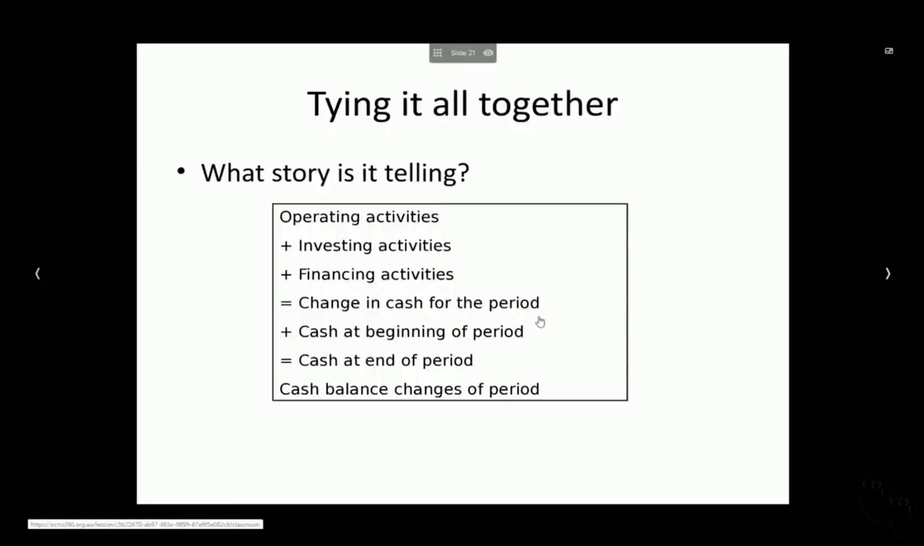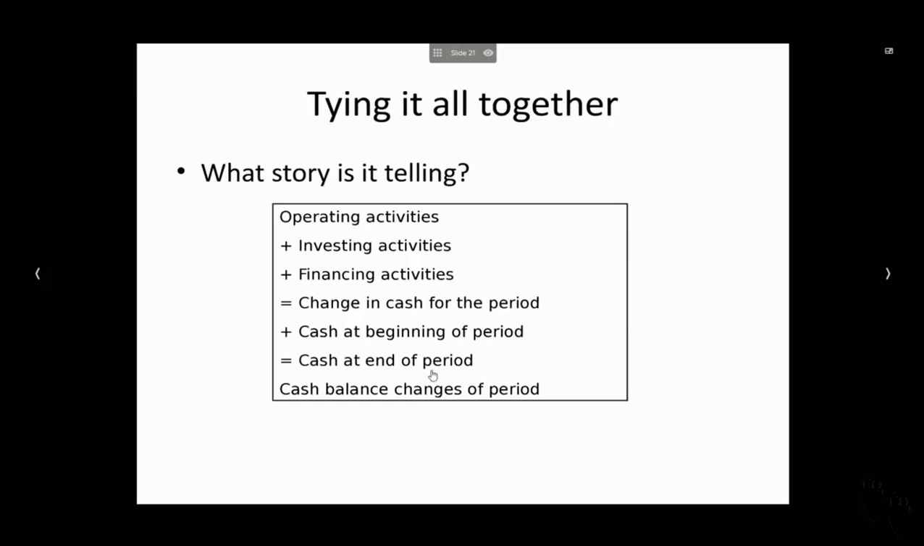Okay, so tying all of those three sections together, operating, investing, and financing, what story is it telling? Remember this slide from earlier today. We have looked at each of these activities and seen that together, these calculated cash inflows and outflows tell us a story of what's happened with the cash balance over that period. The cash at the end of the period should match the cash balance sitting in current assets on your balance sheet as at the end of that same period.